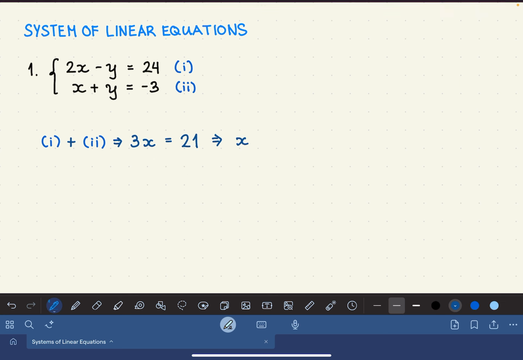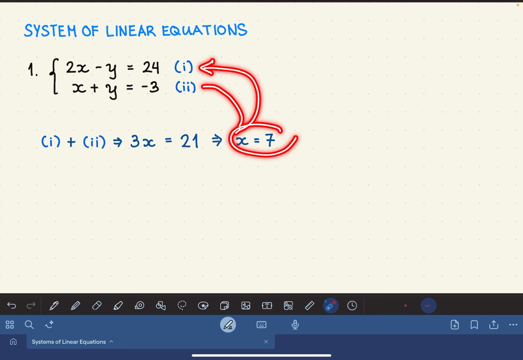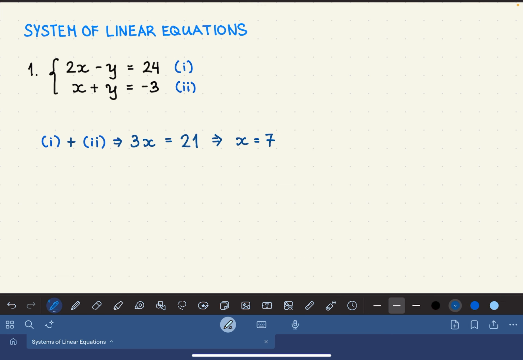So we will have here x equal to 7. That is the answer for the x component. The only thing that is left here is to solve for y. To solve for y, this one is easy. All we need to do is plug in this x equal to 7 either to this first equation or to this second equation. I would plug it into the second equation.